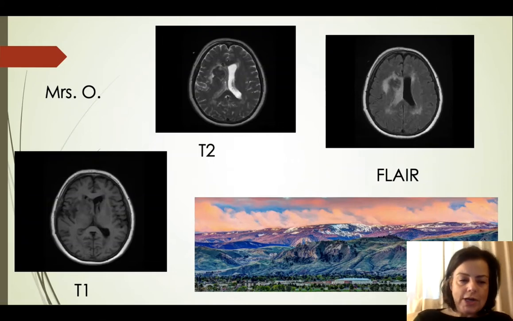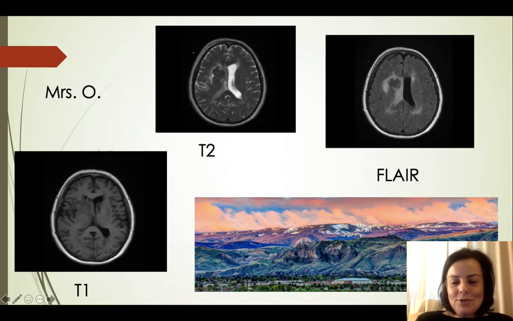I haven't shown you contrast. I think we look at a few more cases and then we'll come back and look at contrast. So remember this gal from Wenatchee? She was the woman with a bad hypertension and the headache, and we determined that she had a right basal ganglia hemorrhage. Well, she got an MRI too.